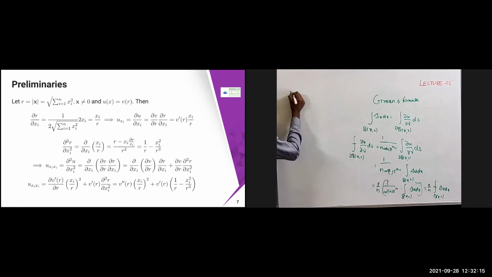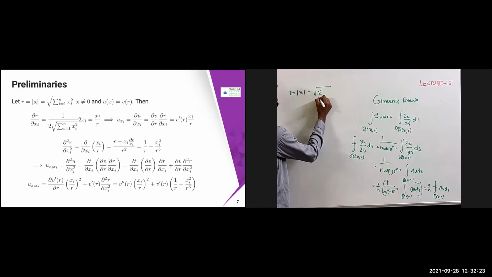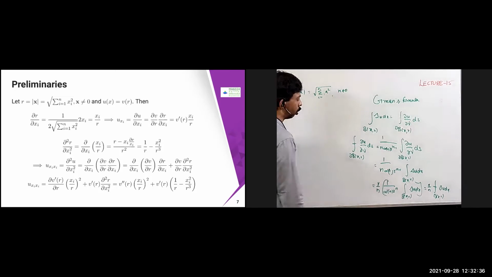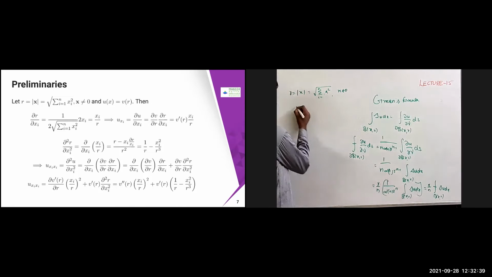So for which I'm going to consider r equal to norm of x. That means it is going to be square root of summation i equal to 1 to n mod xi square. I can put mod xi square also, but it doesn't matter because I'm in r power n, where x is not equal to 0. So in that case, if I have a u of x, I'm just going to convert this problem into v of r, a change of variable. So let us find the relations between this x and v.